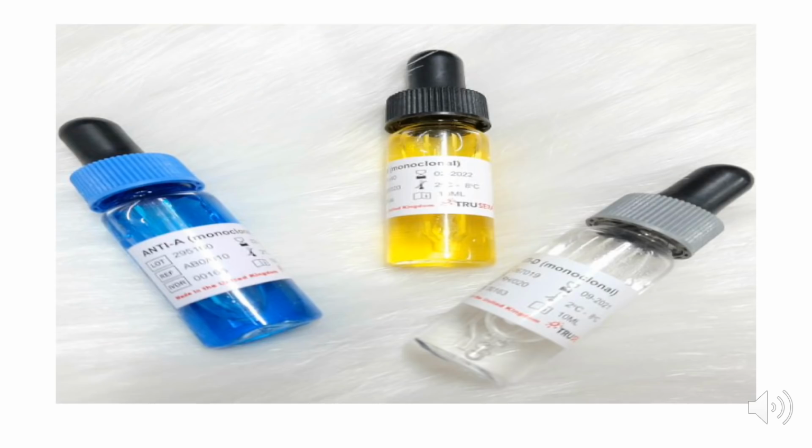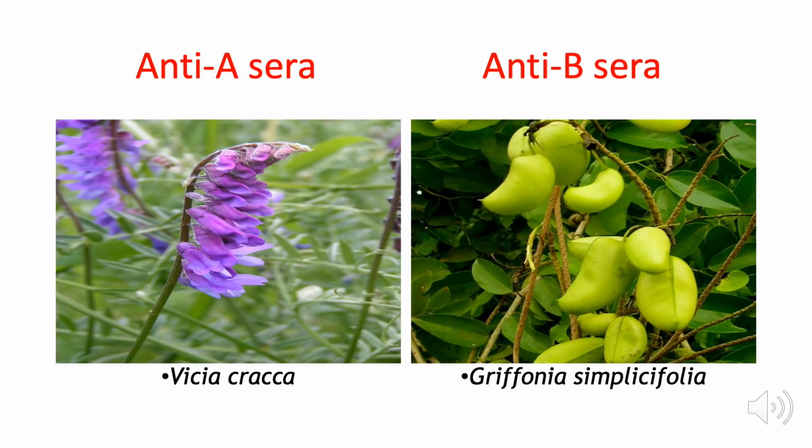Do you know that the chemicals we have in anti-A and anti-B sera are derived from plants? Anti-A sera was derived from the plant Vicia cracca, while anti-B sera was derived from Griffonia simplicifolia. So the B antigen on the red cell of the person is not the reason why you have the anti-B sera. What the B antigen did is just to bind to the antibodies. So in this case, the B antigen on the red cell of the patient is just acting as an antigen.